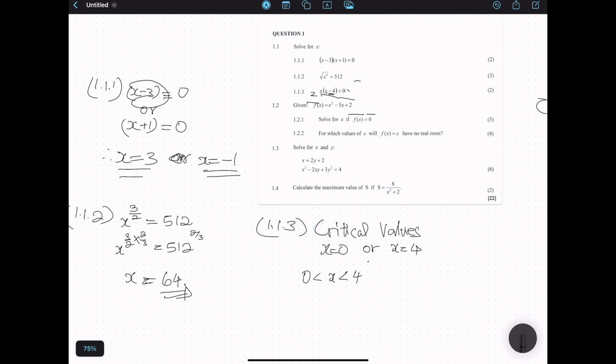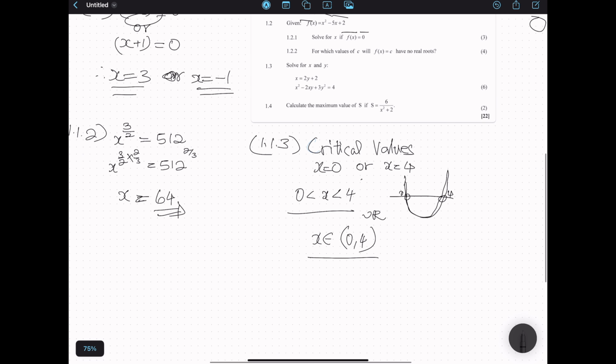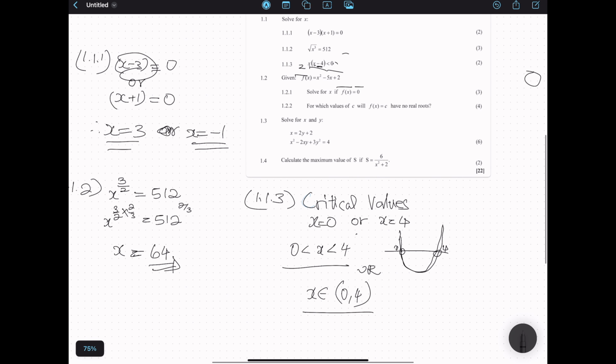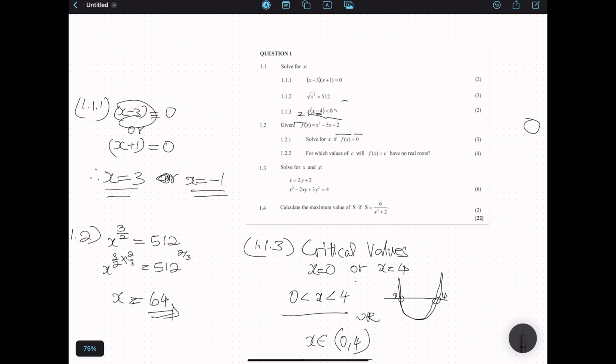As you can see, we're going to have something like this because our graph is a positive graph, right? It's positive. So this is 0, this is 4. Or you can write it in the form x is an element of (0; 4). If you wrote it like this, you are still correct, right? So that is the first 3 questions, 1.1, this is the answer for that. I hope you got it right.